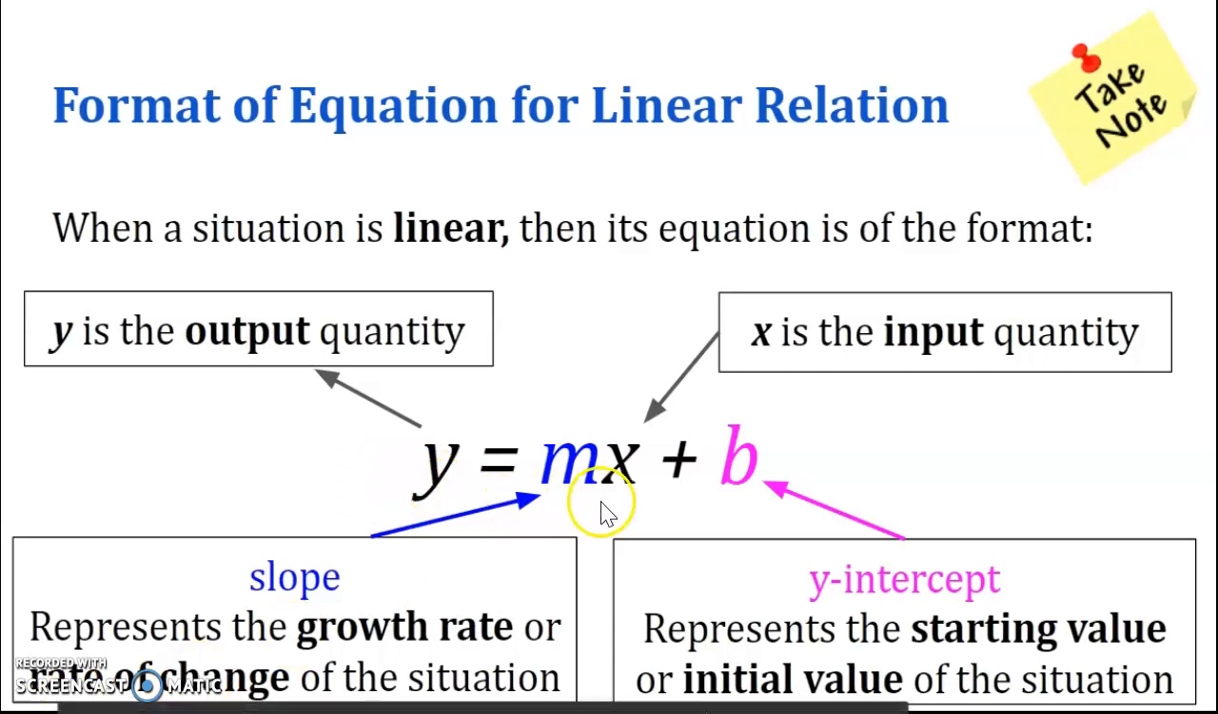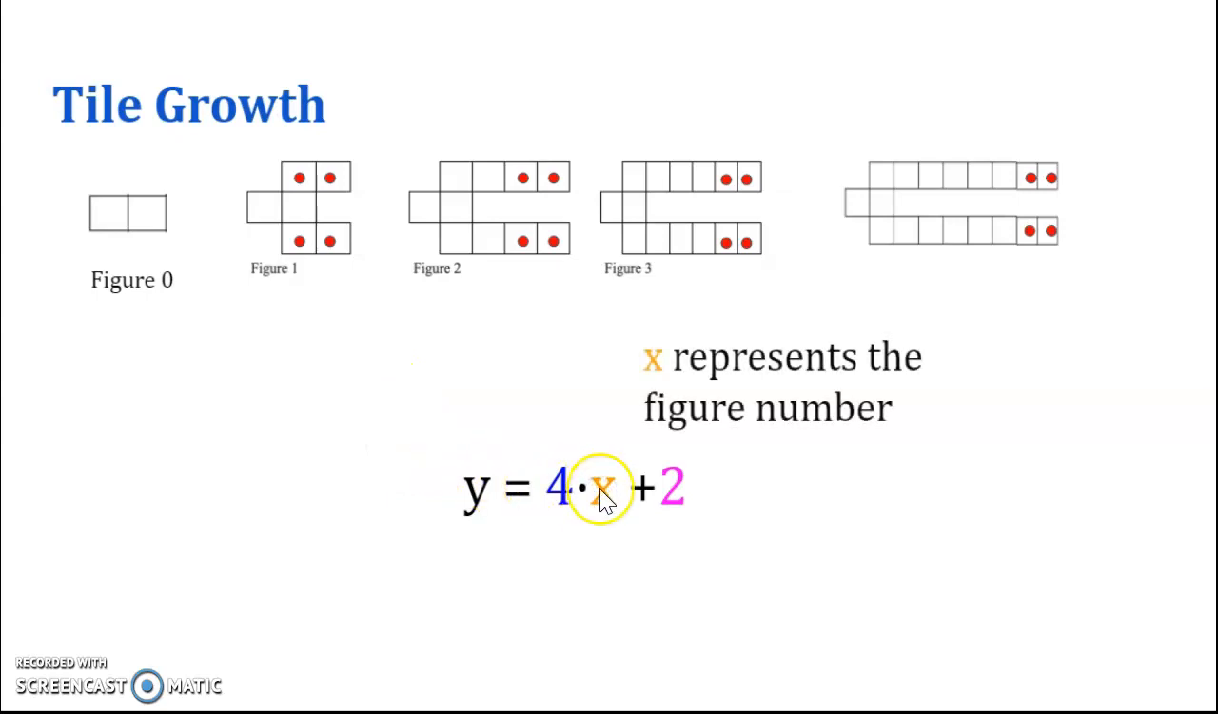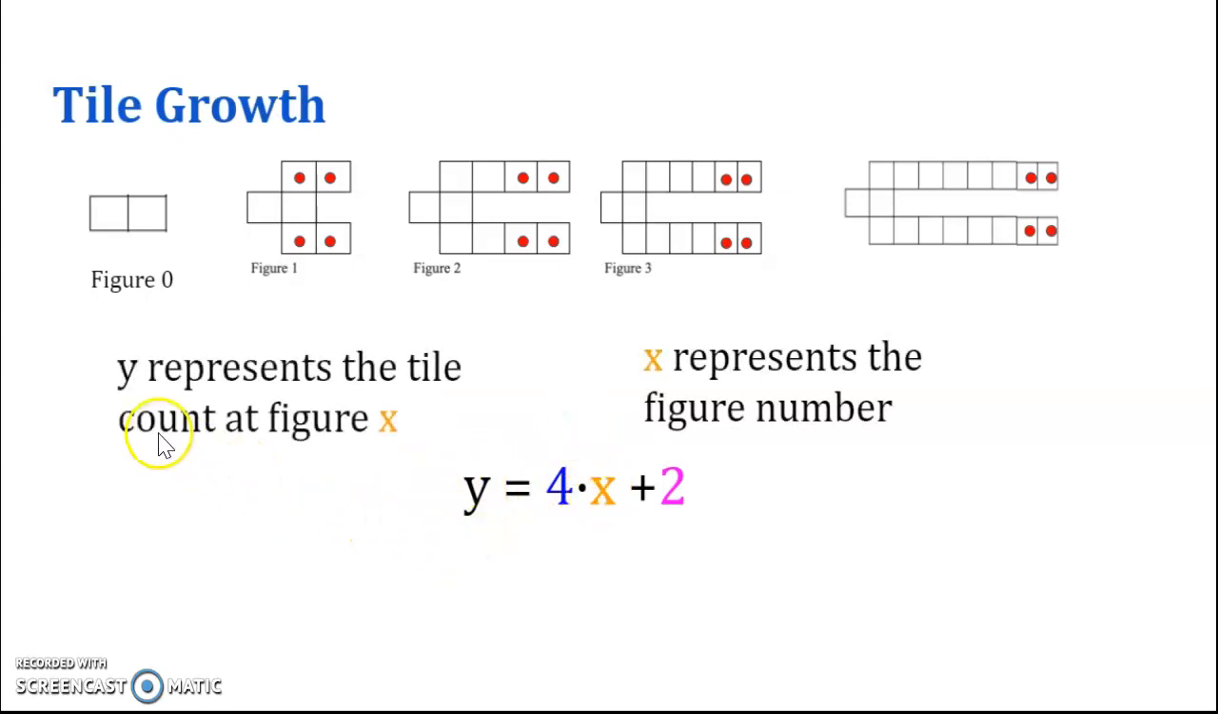So we've just taken notes on what the different parts of a linear equation are: Y, M, X, and B. Y represents the output, M represents the slope, X represents the input, and B represents the y-intercept. So if you go back to this tile growth, y is 4x plus 2. This is a linear equation where x represents the figure number and y represents the number of tiles in figure x. So it's the output.